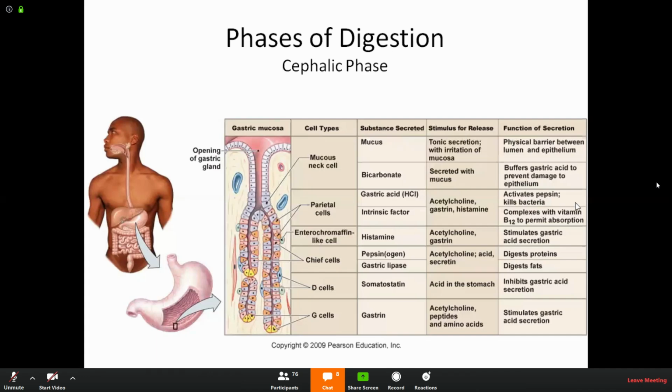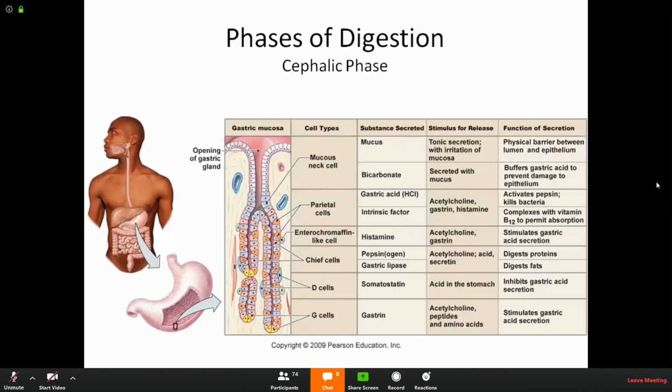Then there are enterochromaffin-like cells. They secrete histamine, which acts on the parietal cells to cause gastric juice secretion. There are chief cells, which secrete pepsinogen and gastric lipase. Pepsinogen digests protein, and gastric lipase digests fats. Pepsinogen is converted into pepsin by the acid present in the stomach.